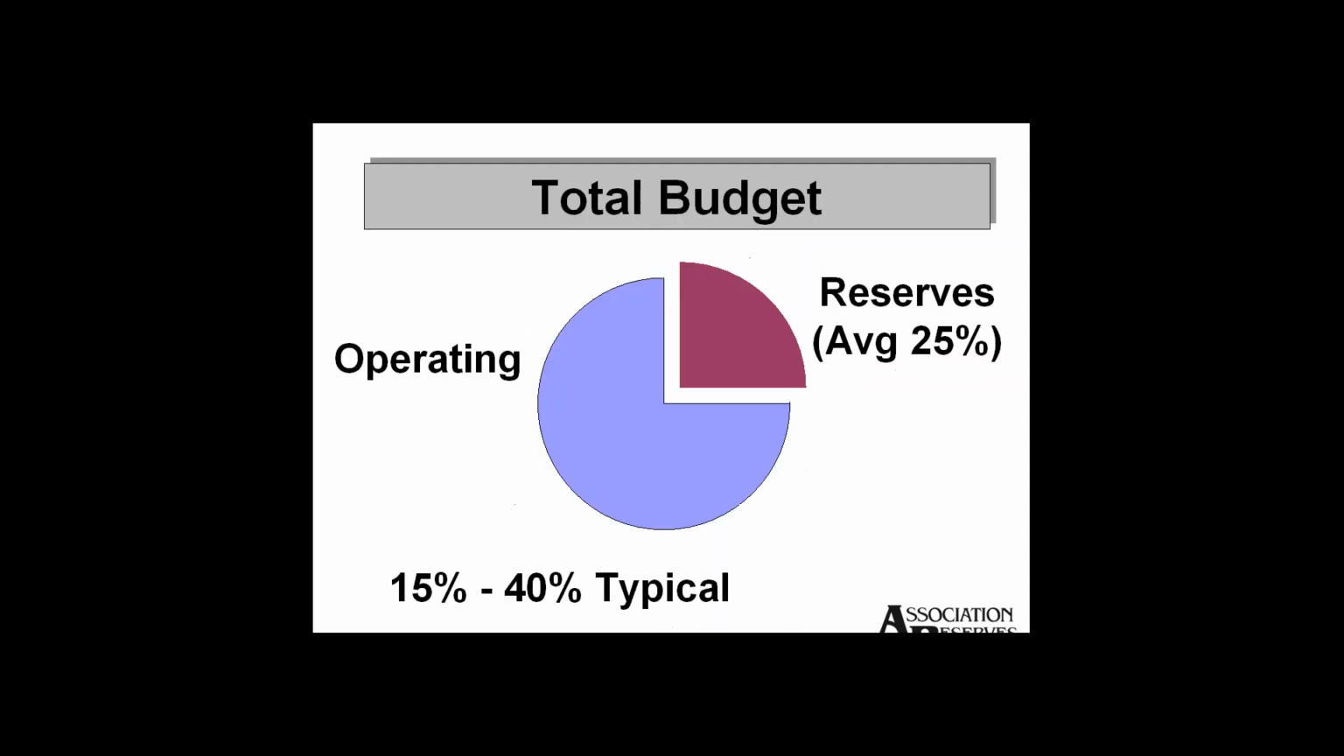What we find in our experience is that reserve contributions are typically in the range of 15 to 40% of an association's total budget. If we were to strike an average, reserve contributions are often very close to 25% of an association's total budget. 15 to 40%, you might say, is a pretty wide range, and that's true, but that points out the value of your reserve study. You learn in your reserve study what is just right for your association at this time.